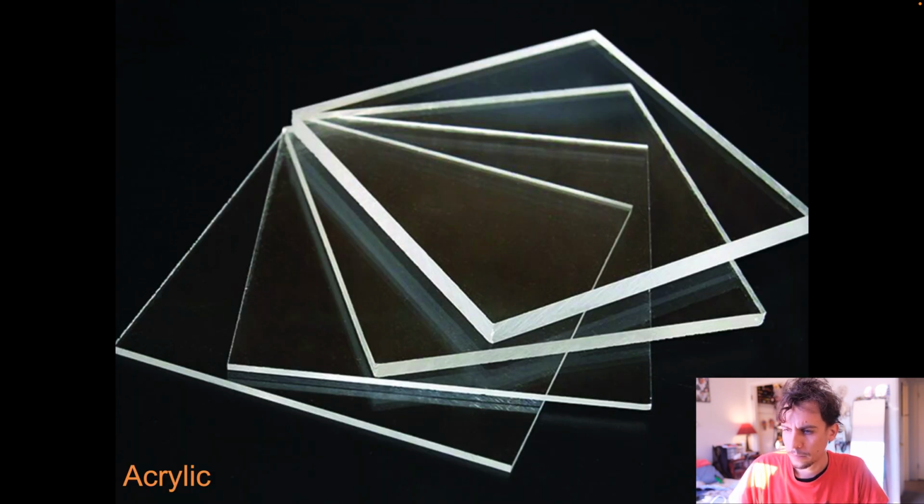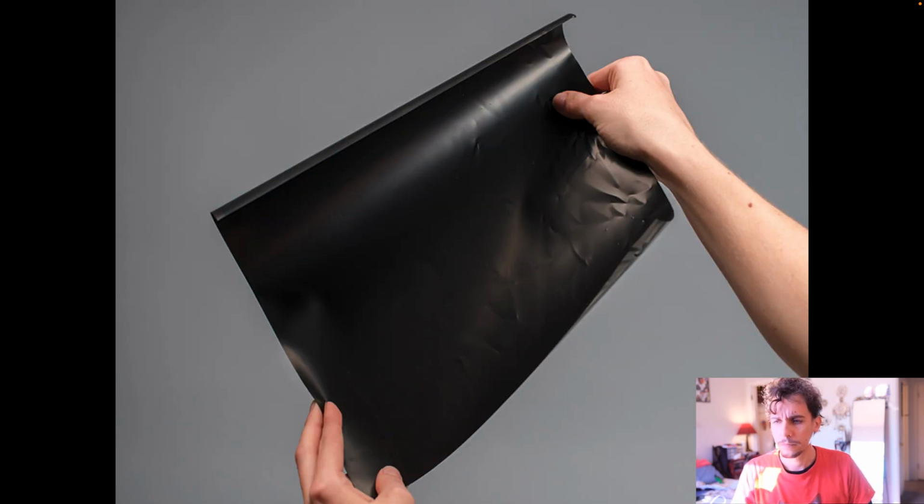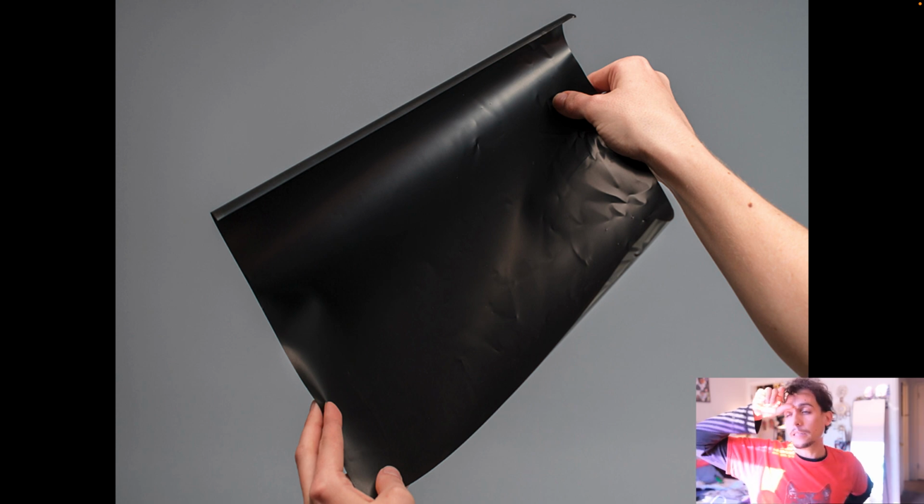Acrylic. Acrylic's an insulator. It does not let electricity pass. And the same thing with glass. It's hard to tell what this is. It looks like just a rubber sheet. If this was just a rubber sheet, yeah, it's an insulator. It will not let electricity pass very well.